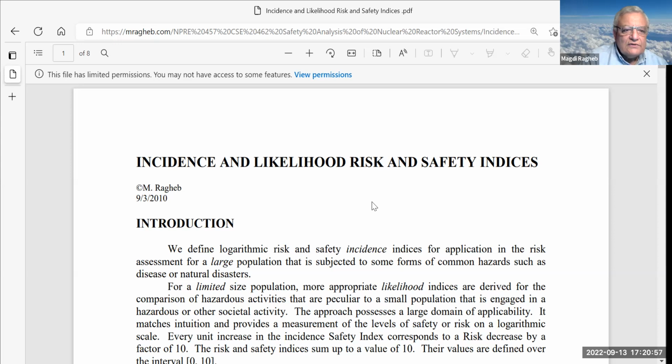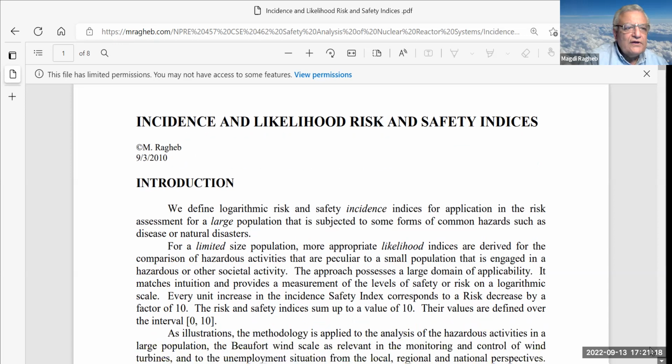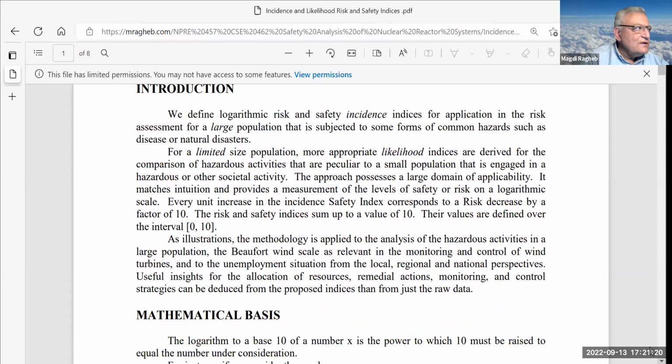However, we will separate between what we are going to call incidence indices, as this would be applied for the risk assessment of a large population that is subjected to some form of common hazard, such as disease or natural disasters. However, if we have a limited size population, then we cannot apply the same criteria or the same assessment that we apply to a large size population.